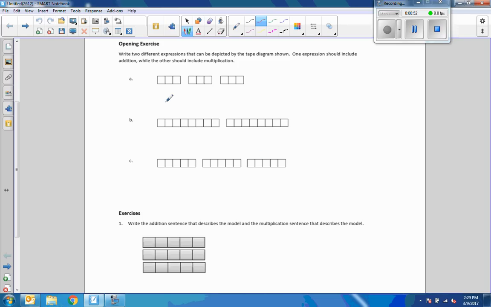Okay, now that you've given this an opportunity, hopefully, then what I would do here is say, okay, well, that's one, that's two, and that's three, so that is a three. And if I'm going to make this addition, three plus three plus three.